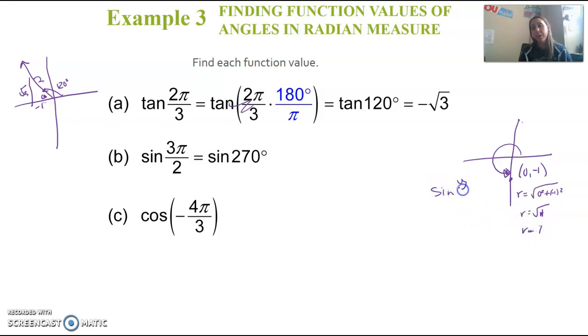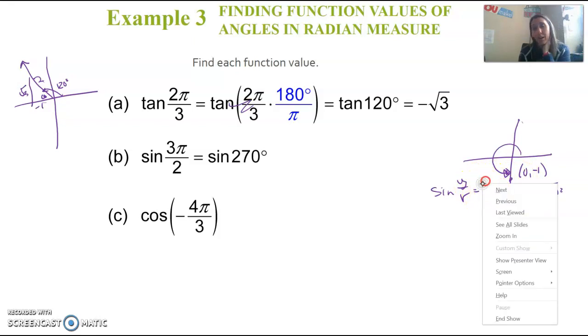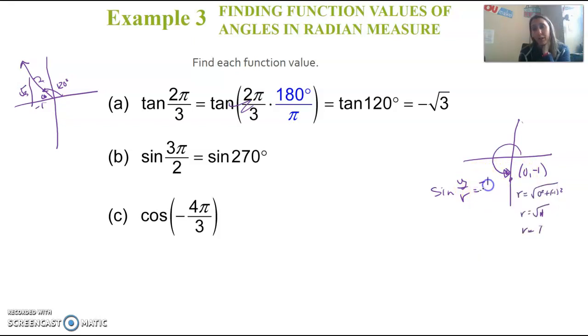Sine, if I remember correctly, is y over r, because it's opposite over hypotenuse, and y is always opposite. So then I end up with negative 1 over positive 1, which is sine is equal to negative 1.